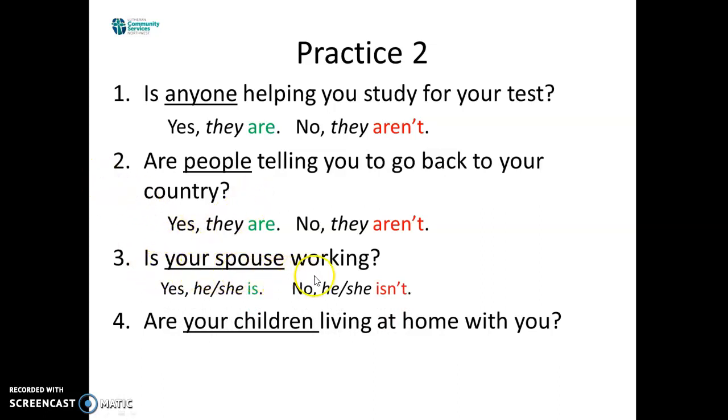Is your spouse working? Yes, he or she is. No, he or she isn't. So your spouse can be he or your spouse can be she. Are your children living at home with you? Yes, they are. No, they aren't. So your children is plural, so we need to use they.